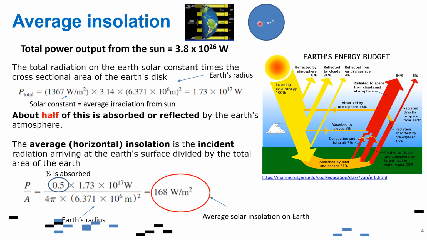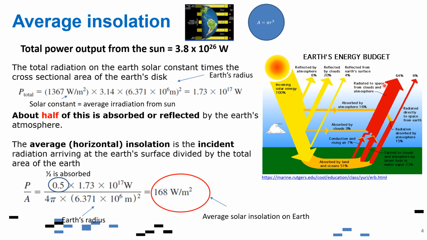So we can calculate the area of the Earth indirectly perpendicular to the sun. That is pi r squared, where r is the radius of the Earth, which is 6.3 times 10 to the 6 meters. So we can calculate that one, and we can generate around 1.73 times 10 to the 17 watts of power coming from the sun. So this is the power that is being received by the Earth.